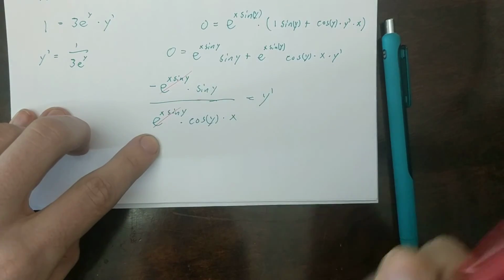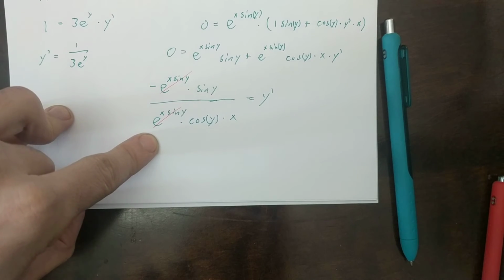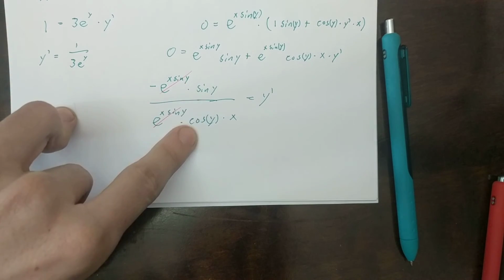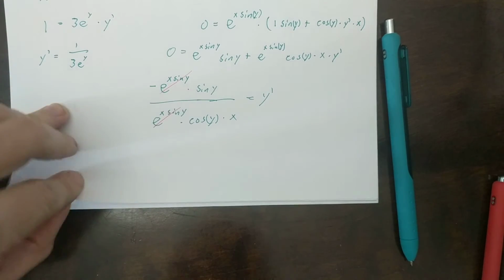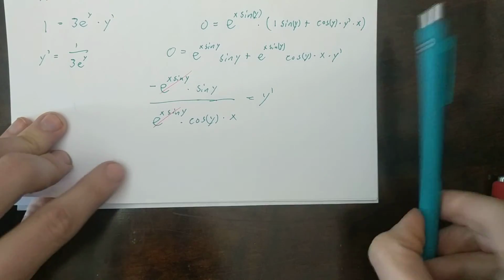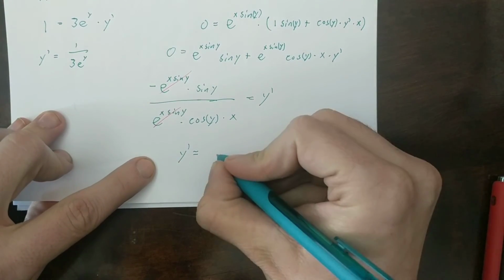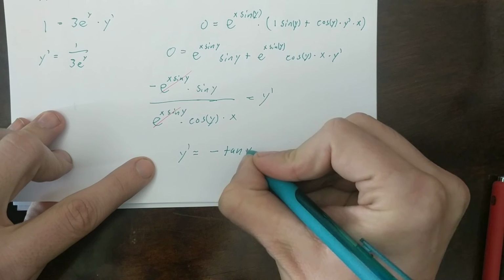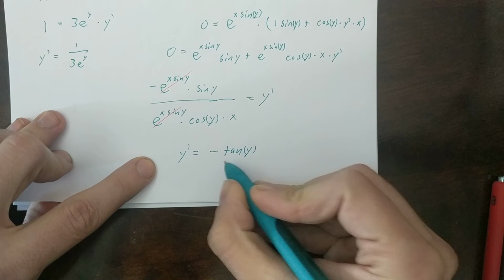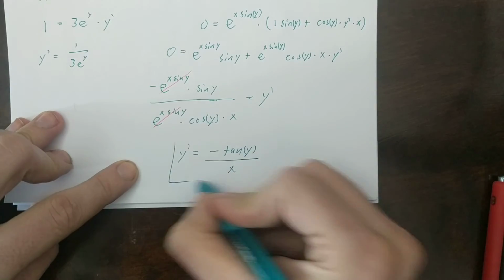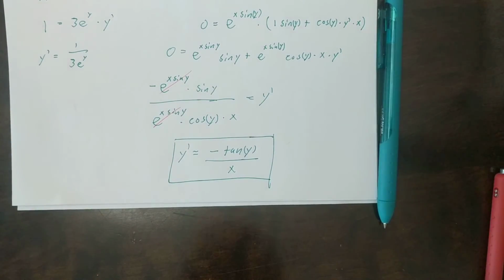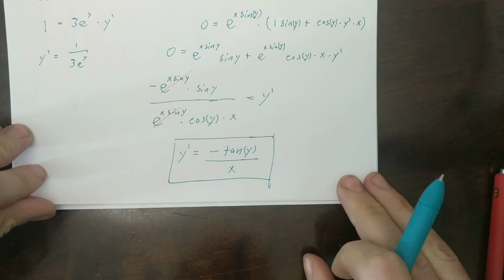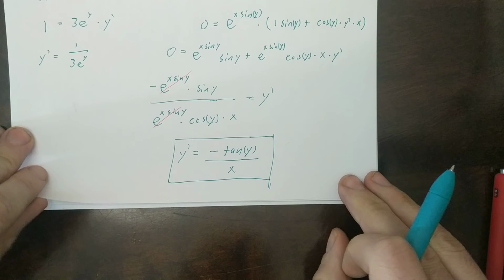We notice, in fact, my e to the x sine y cancels. We also notice I have sine over cosine, which is tangent. And so this is going to be negative tangent y over x. So y prime equals negative tangent of y over x. And there I have it. Done and done. So that's a nice little quick example of a bunch of derivatives.